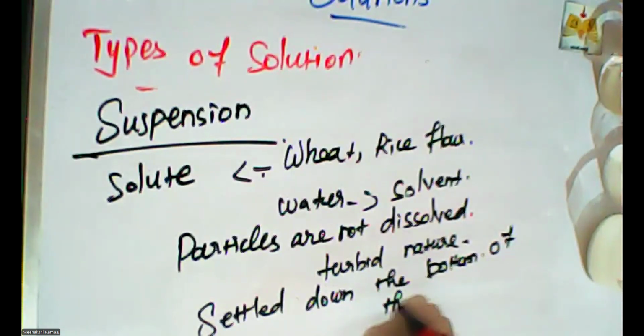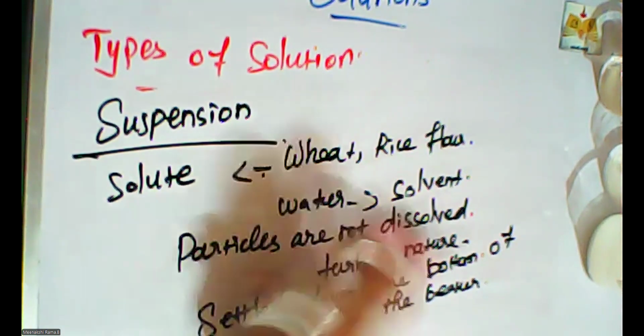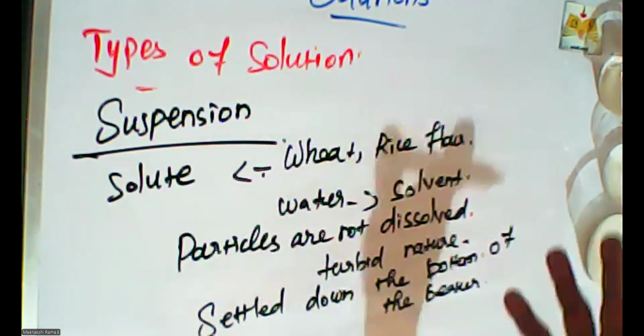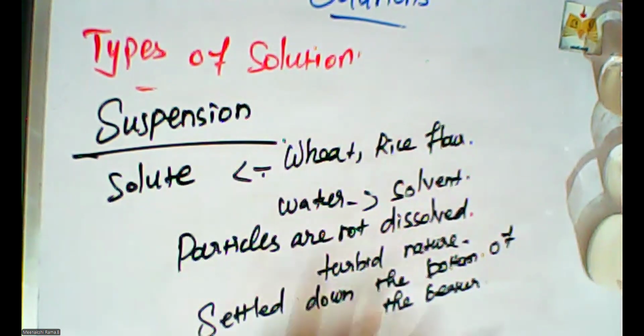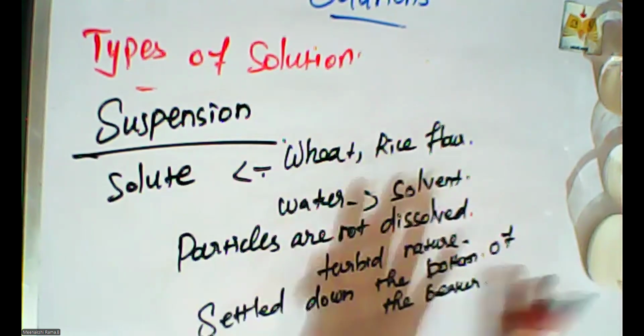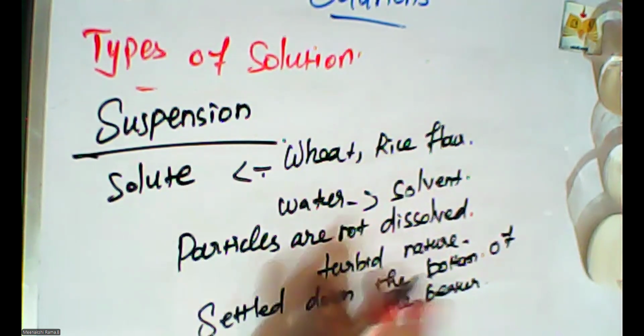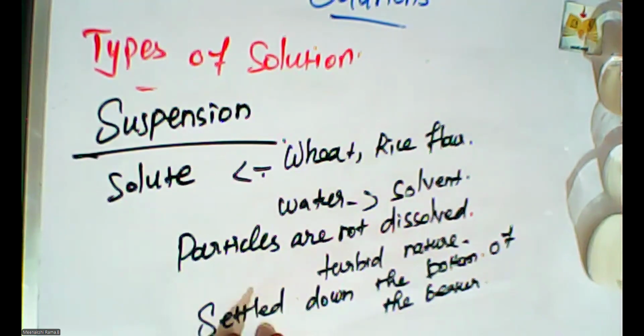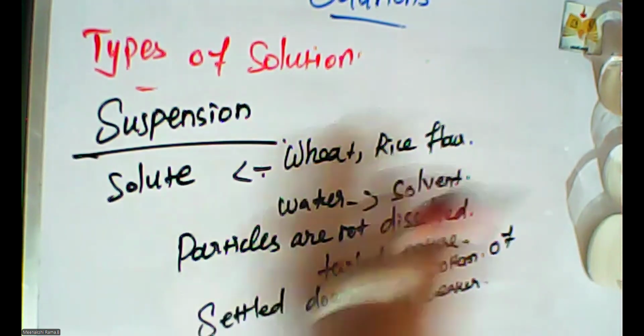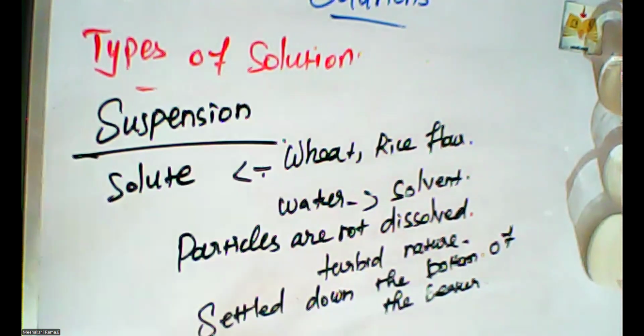So this is the correct characterization of the suspension. Solutes like wheat flour or rice flour, different kinds of flour, but that flour is not dissolved in water. It looks turbid in nature and settles down at the bottom of the beaker also. This kind of solution is called a suspension.